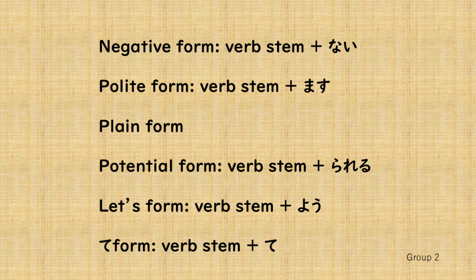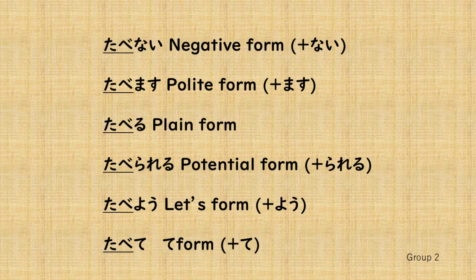Did you notice that for Group 2 verbs, you can make the te form much more easily than for Group 1? Simply add te after the verb stem. That's easy, isn't it? You don't need to remember irregular patterns like you do for Group 1 verbs. To learn the conjugation of Group 2 verbs, let's use the verb 食べる as an example.